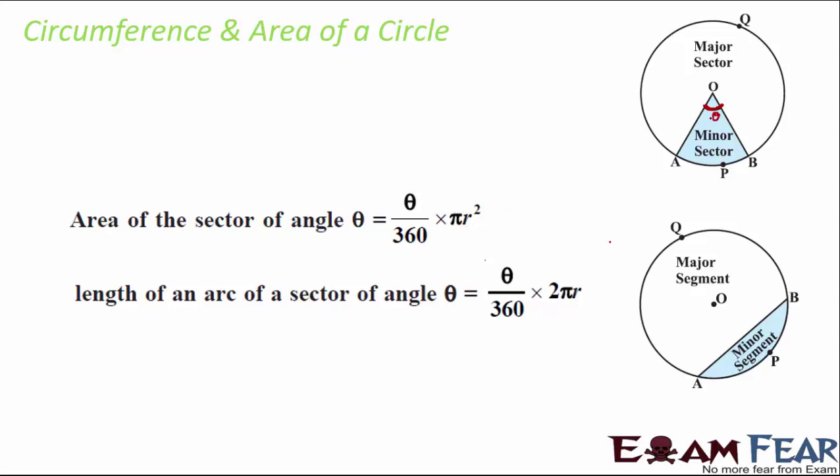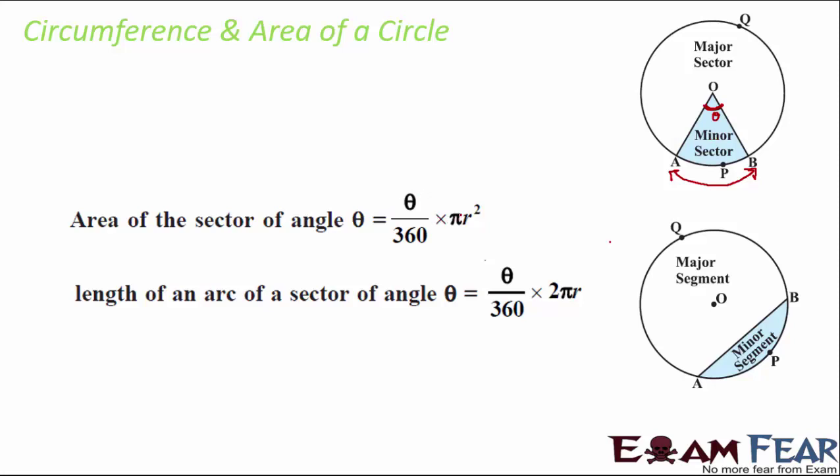Similarly, if we have to calculate the length of an arc of a sector of angle theta, how do we do that? Theta by 360 into 2 pi r, because this arc is actually part of the circumference of the circle. Therefore we multiply by 2 pi r. But when it comes to the area of the sector, it is part of the area of the circle.